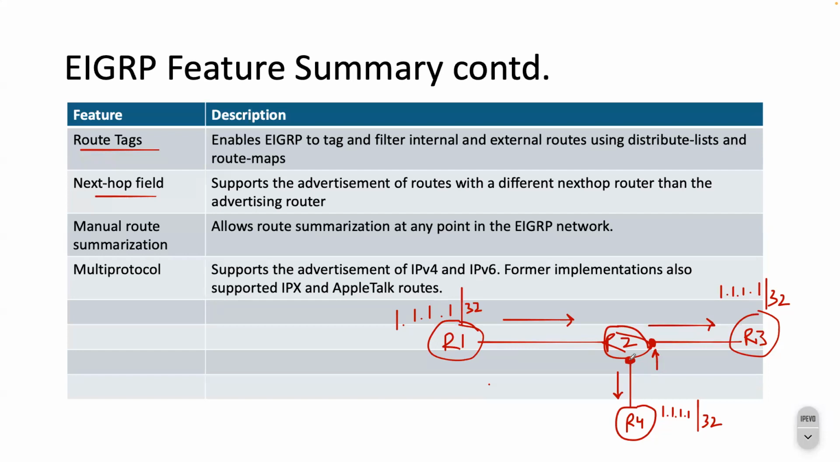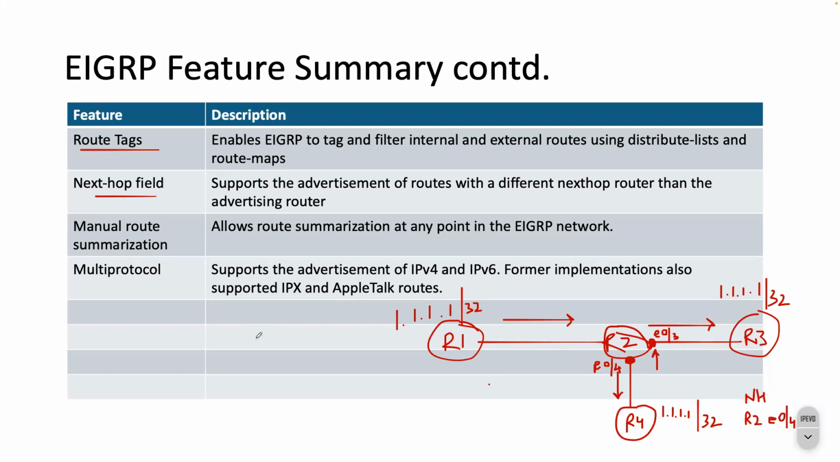Yeah, that's correct. And on R4, if I check, the next hop will be the R2 interface. Let's say this is E0/4 and this is E0/3. So here it will be the IP of E0/4, the R2 interface, as a next hop. Yeah, this is normal.